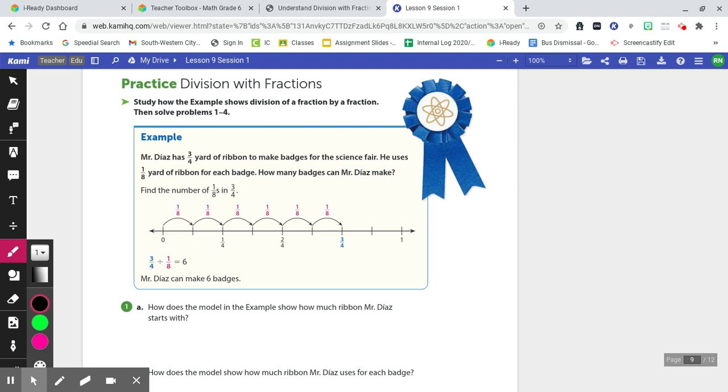So this is how much ribbon he has, and each one of those 1/8 is how much it takes to make a badge. How many can he make? I'm going to count how many 1/8 are in 3/4. So 1, 2, 3, 4, 5, 6. How does the model in the example show how much ribbon Mr. Diaz starts with? So Mr. Diaz starts with 3/4 of ribbon. The model shows this as the distance from 0 to 3/4.